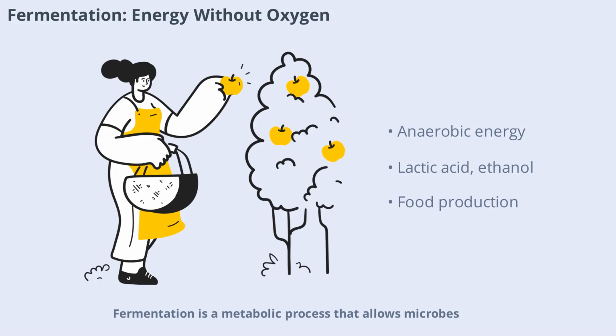Fermentation is a metabolic process that allows microbes to generate energy in the absence of oxygen. After glycolysis, pyruvate can be converted into various end products like lactic acid, ethanol, or gases. Fermentation is crucial for many microbes, especially those in environments where oxygen is scarce. It's also the basis for food production processes like yogurt, bread, and alcohol.